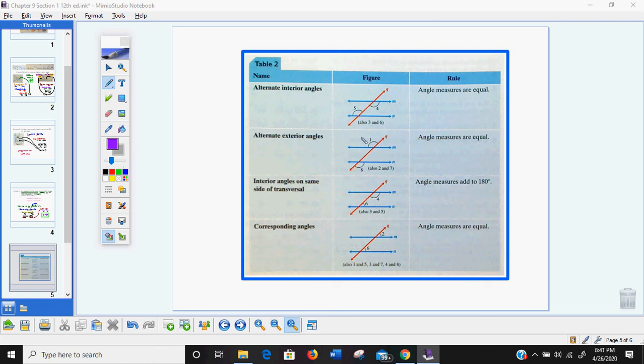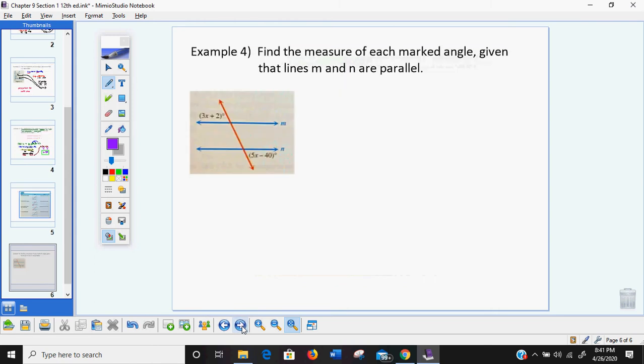Okay, so I'm going to put a purple dot on all the ones that are equal here. This one's equal, this one's equal, this one's equal, this one's equal. In other words, all the big angles are equal and all the little angles are equal. That's one way to remember it. Now, if they're on the same side interior, they add up to 180. So let's use those rules.